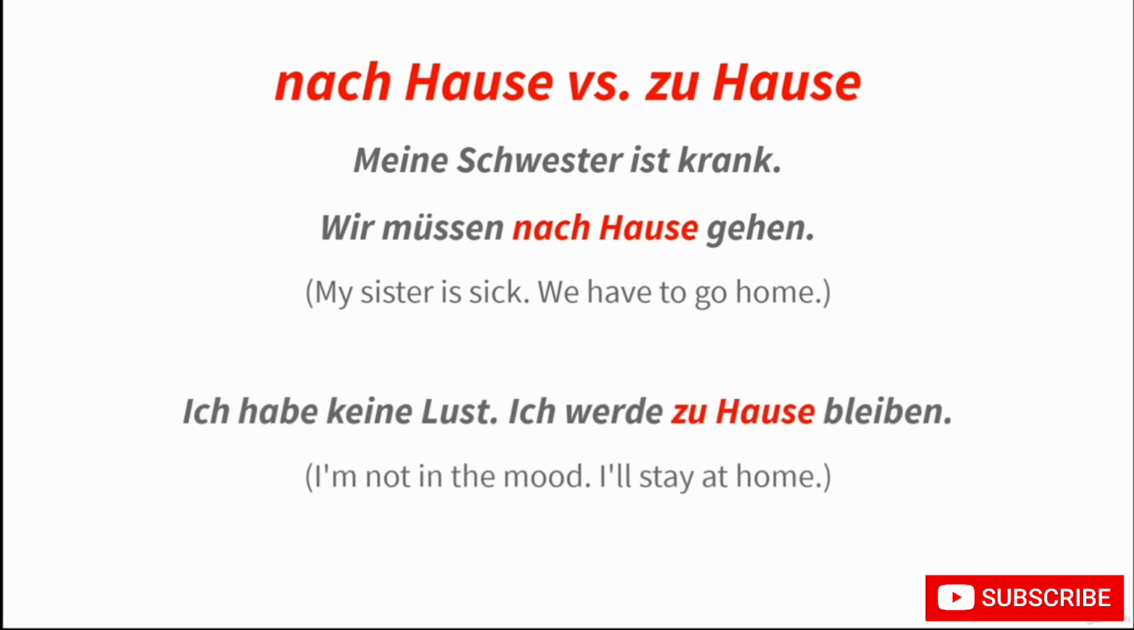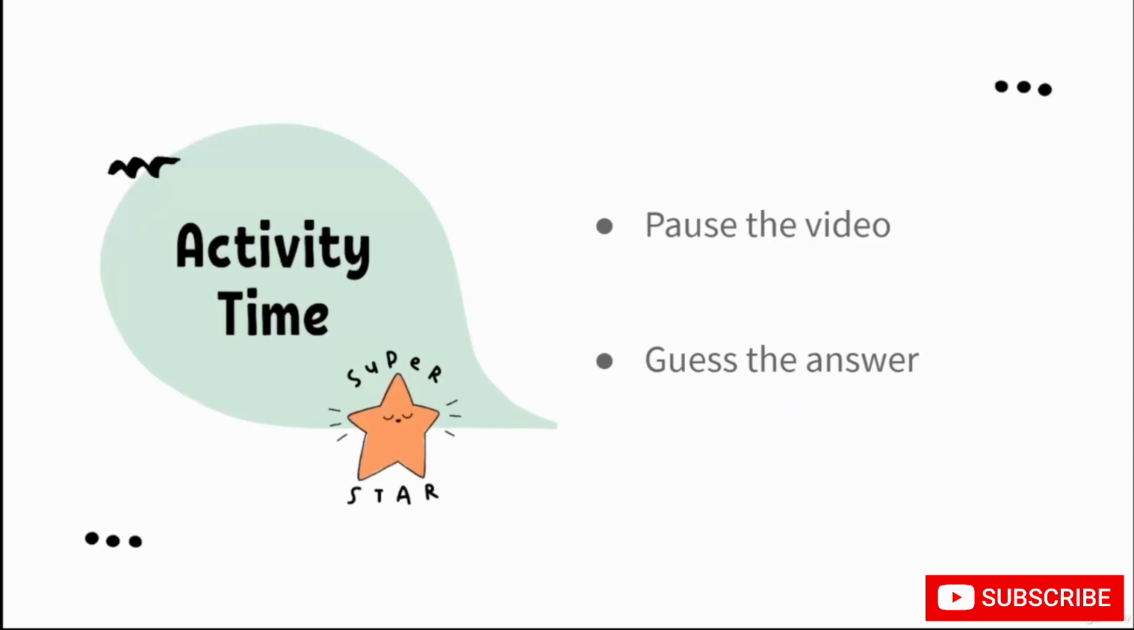And the last one, ich habe keine Lust. Ich werde zu Hause bleiben. I'm not in the mood. I'll stay at home. So far, we have learned the difference between zu Hause and nach Hause. Now it's activity time. I want you to pause the video and try to guess the answer. It is nach or zu. Let's start.